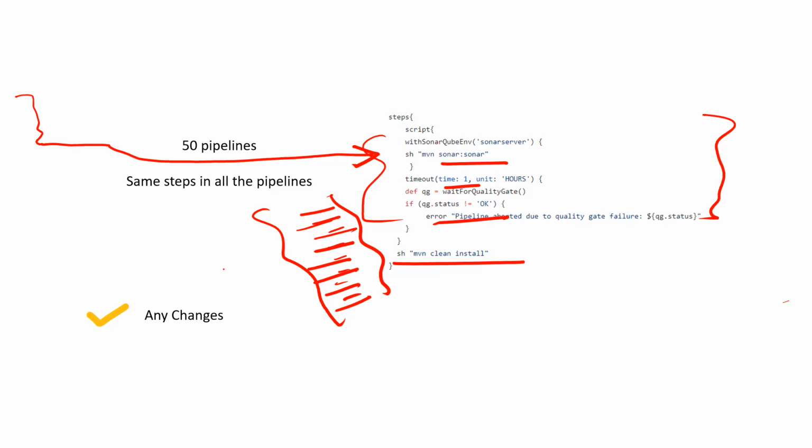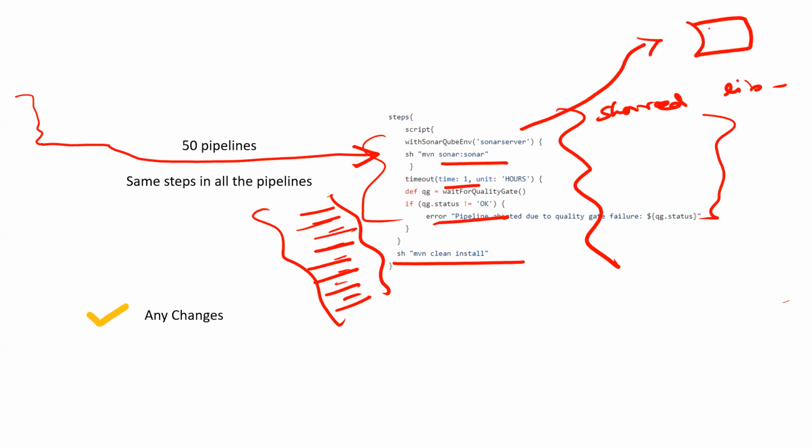The answer is we have a mechanism called a shared library in Jenkins. Whenever you see common steps in a couple of pipelines, you can take those common steps into the shared library. A shared library is nothing but one more repository, which follows the standards of the Jenkins shared library format. We can extract these common steps and put them into the shared library.